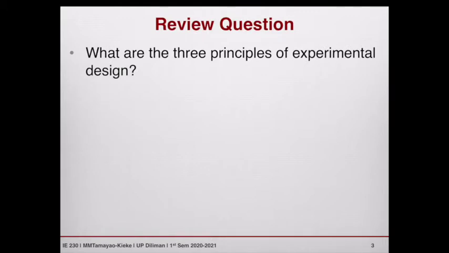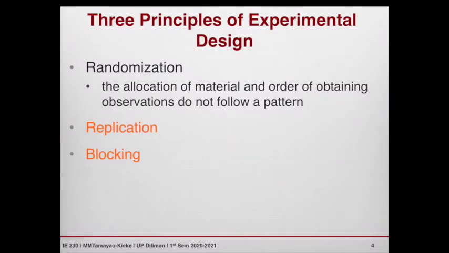But before we start with this lecture's topics, let's first have a review question. What are the three principles of experimental design? Do you remember? Recall that the three principles of experimental design are randomization, replication, and blocking. Last lecture, we discussed randomization, which basically means that in designing experiments, the experimenter should see to it that the allocation of material and the order in which observations are obtained do not follow a pattern.